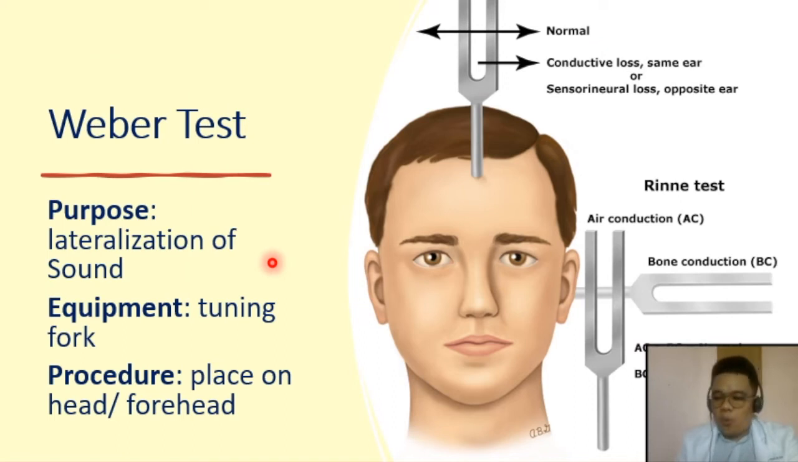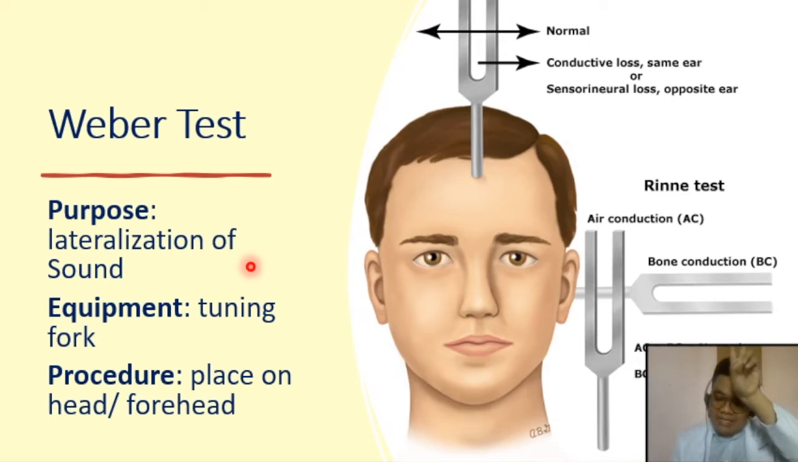Now, you have your Weber test. Class, your Weber test is the test for the lateralization of sound. When I will be performing your Weber test and your Rinne test, the equipment that you will be using is your tuning fork. Before you use the tuning fork, you would usually hit the tuning fork on your palm, the purpose of which is for the tuning fork to vibrate. If you're doing your Weber test, you will be placing your tuning fork here.